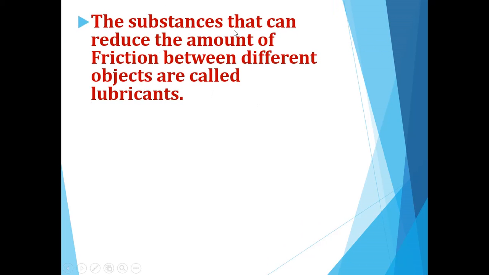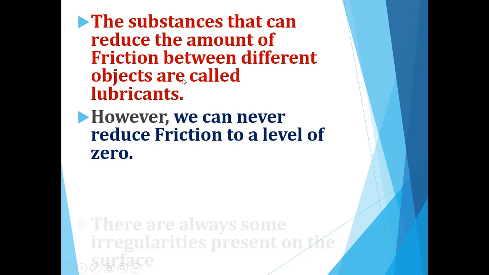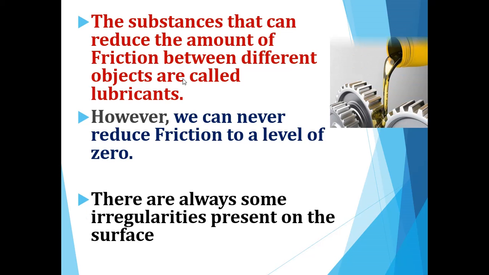The substances that can reduce the amount of friction between two different objects are called lubricants. So the substance which reduces the amount of friction between two different objects is called a lubricant.